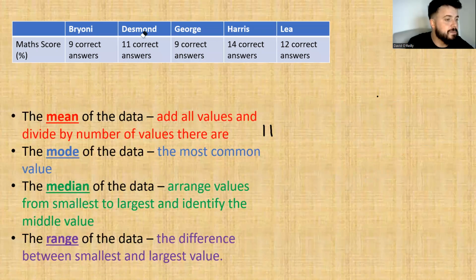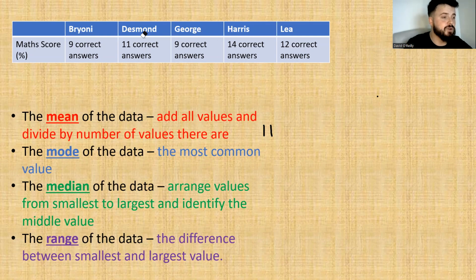Okay, so we've done the mean. Let's move on to the mode. The mode is probably the easiest one. It's the data that appears most often, the value that appears most often. Can you see we've got 9 here and we've got 9 here. 9 appears twice. 11, 14, and 12 only appear once. So 9 appears most often. So the mode of this data is 9.